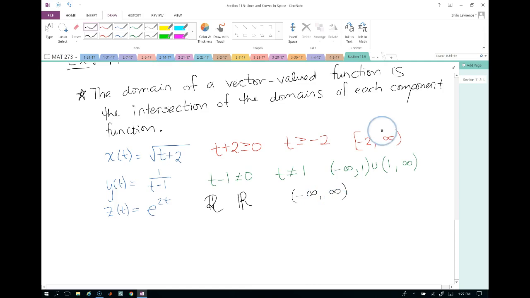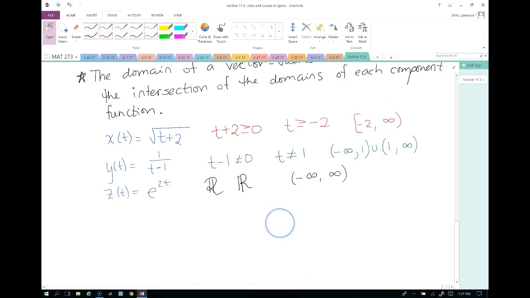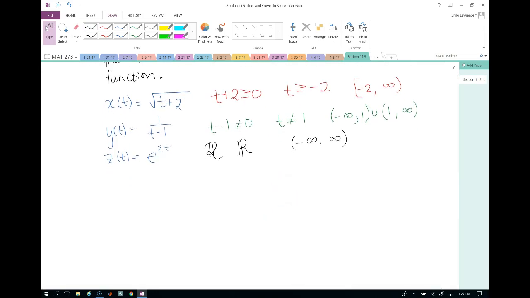Now we need to figure out what these three domains have in common. And the way that I like to do that, and I think it's the easiest way to do, is to graph them and see where they overlap. We only are interested in the sections of this number line where all three of our domains exist. So the first one says just negative 2 to infinity. So I'm going to go ahead and just mark negative 2 on my graph.